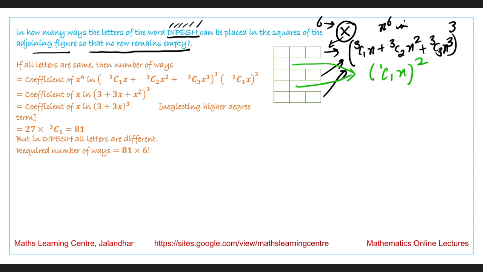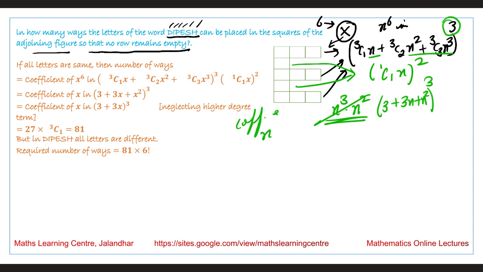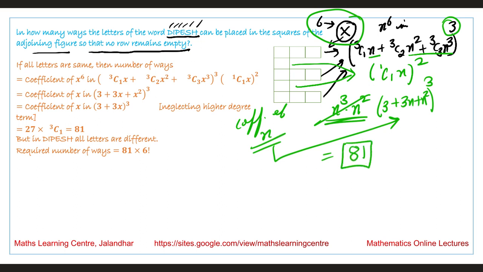If we take x common, x cube is common from the first term, and from the second we have x square common. So we are left with (3 plus 3x plus x square) whole cube. This is multiplied by x raised to the power 5, so we are looking for the coefficient of x in the expansion of this term. Earlier it was x raised to the power 6, now it is the coefficient of x of this term. The answer we obtain in this case is 81, so 81 ways are there to arrange this x.